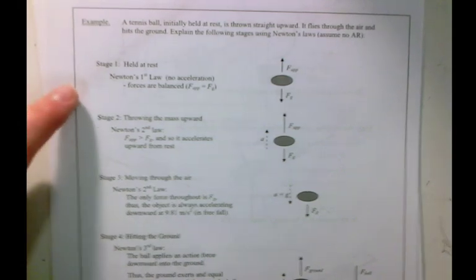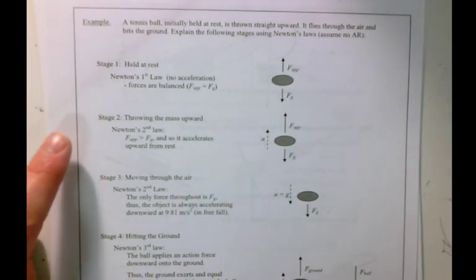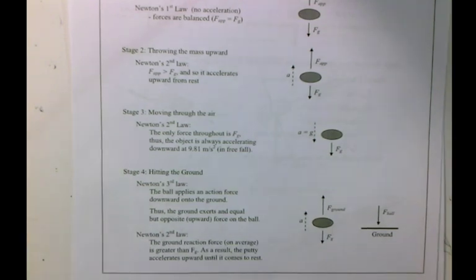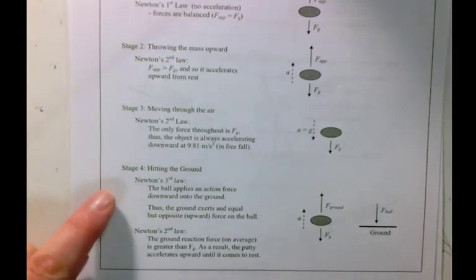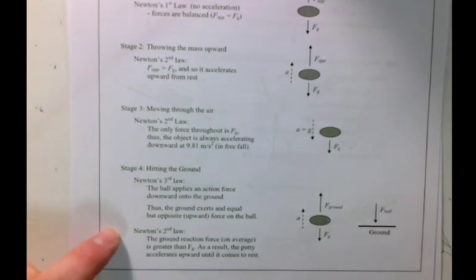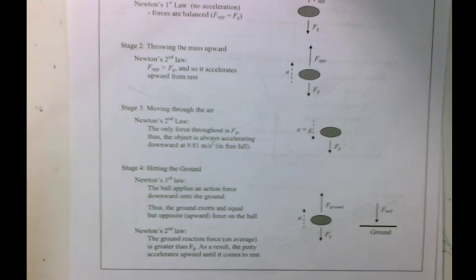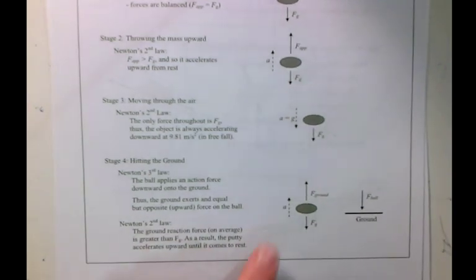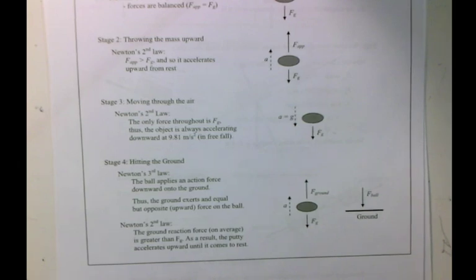Stage 1, at rest, Newton's first law. Stage 2 is Newton's second law, where the applied force by my hand is greater than gravity. Stage 3, also Newton's second law, but gravity is the only force, so we have unbalanced force downwards. And stage 4, we have Newton's third law when it hits the ground, and as it starts to accelerate upwards, the reaction force of the ground on the ball is greater than the force of gravity, which is why it starts to accelerate upwards. So that's kind of stage 4.5.